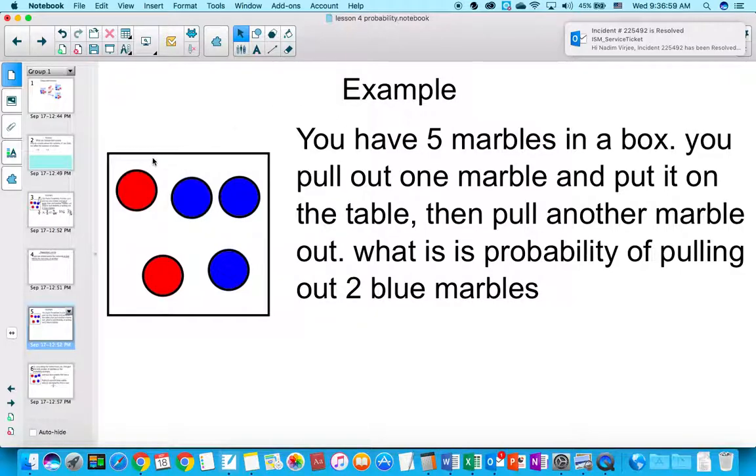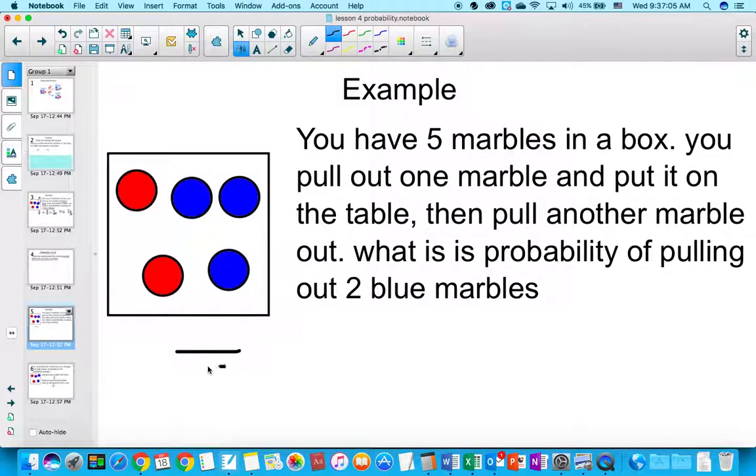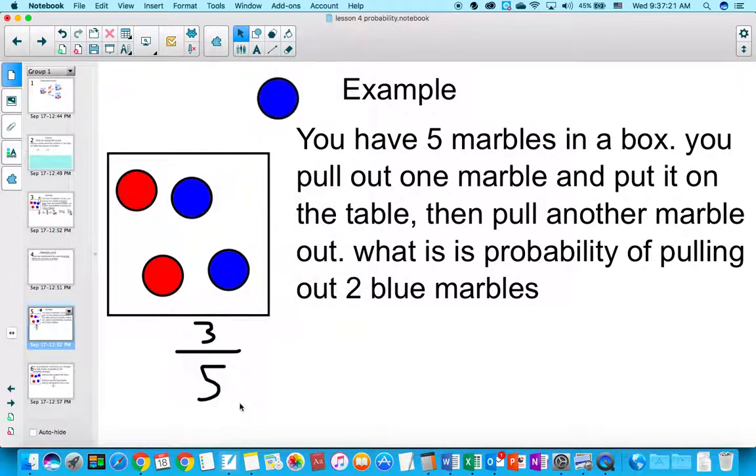So we look at the first probability, and just like before, we have 5 marbles in total. So we have a sample space of 5, and where we have 3 blue marbles. So we have a 3 in 5 chance of pulling out a marble. That's our first event. We pulled out a marble. Okay, but we didn't put it back.